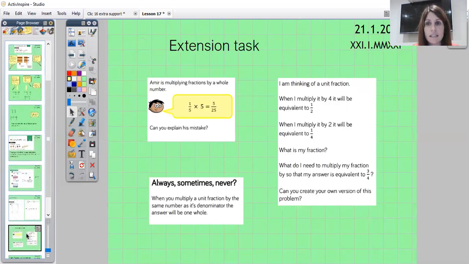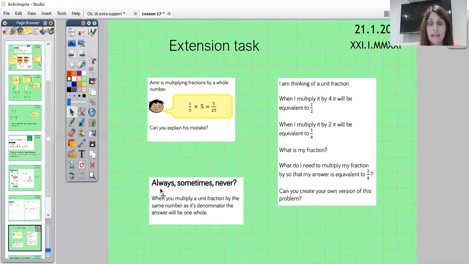Right, let's have a look at the extension task today. So this is actually not carrying on with mixed numbers. This is going back to what we've done the previous 2 lessons on Monday and Tuesday. And this is thinking about reasoning. So I really want you to think about these 3. These are 3 separate tasks. You might not get around to doing all of them. Just pick one at a time, have a go, and if you have time, you can move on to the next one. This always, sometimes, and never.